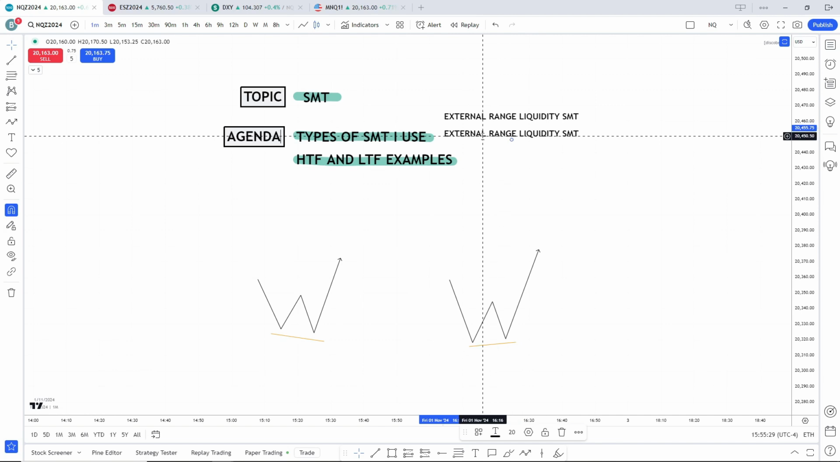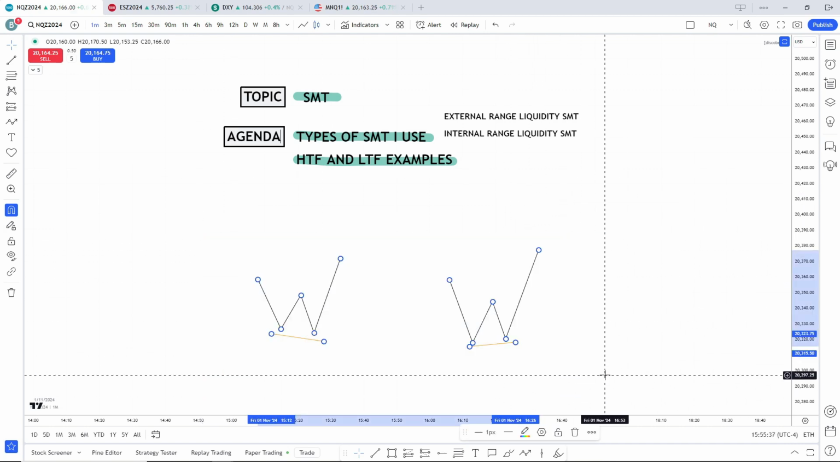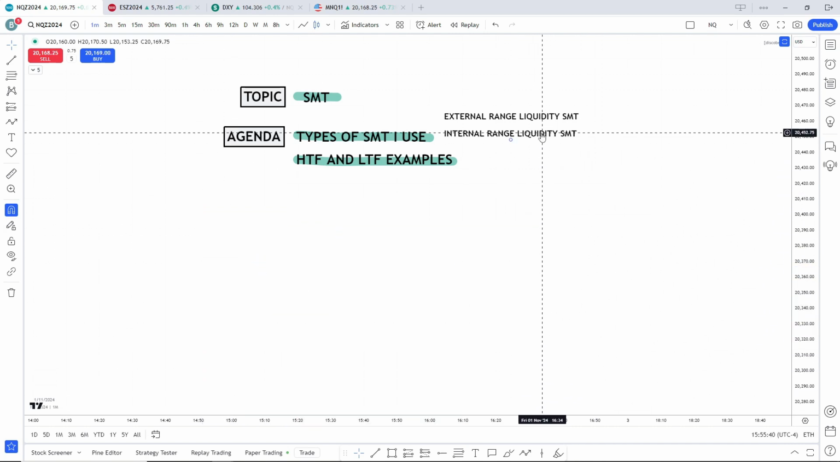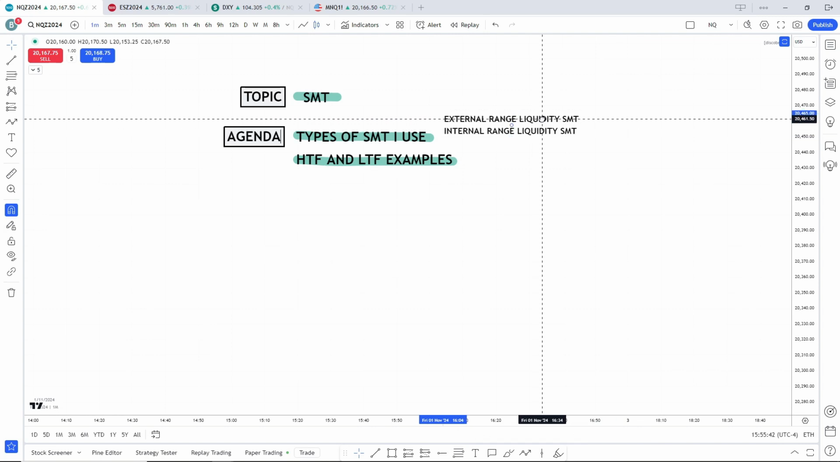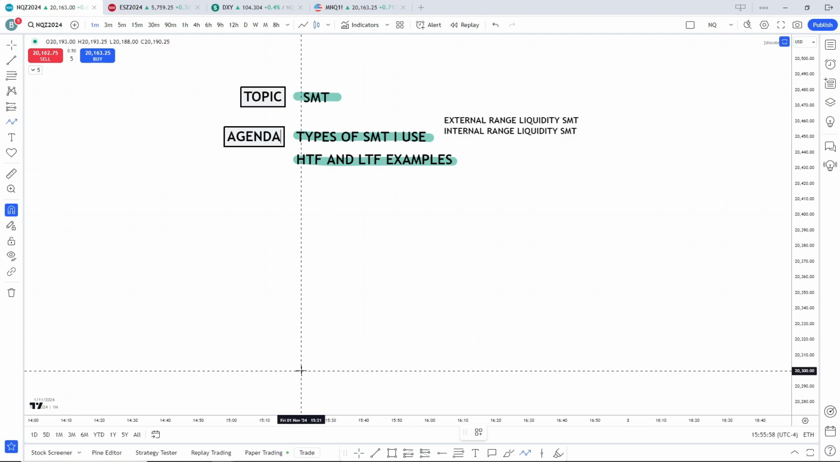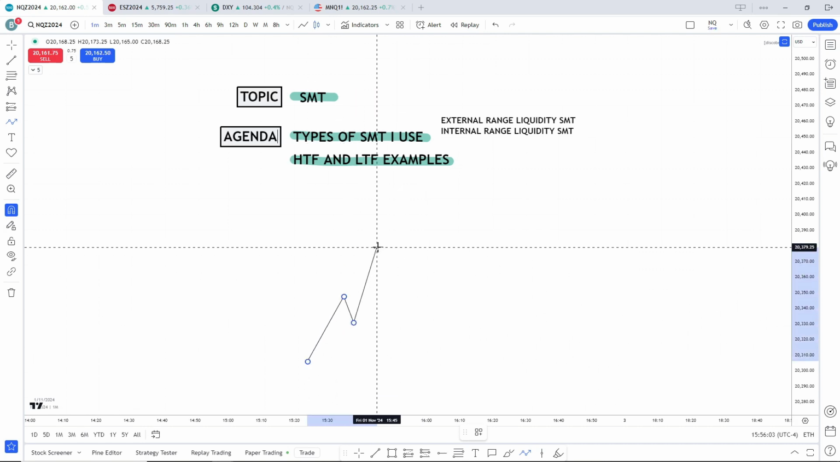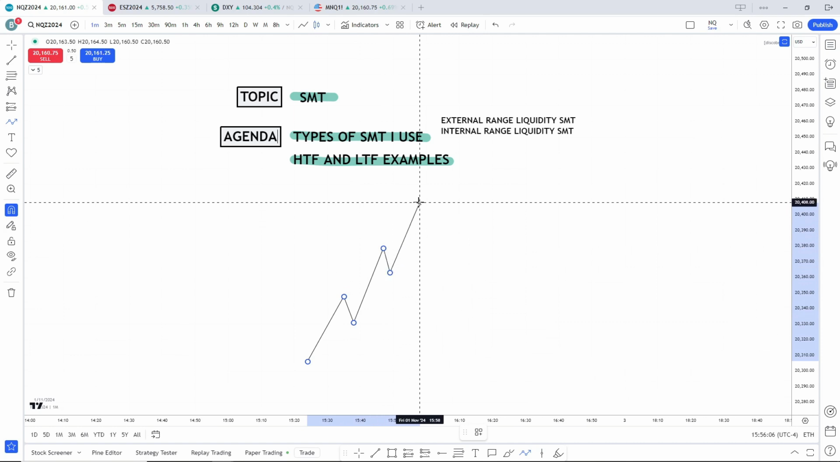The second type of SMT that I will use is internal range liquidity SMT. Now, in order to understand what internal range liquidity SMT is, we must understand what internal range liquidity is, right? Internal range liquidity is essentially going to be inefficiencies in the marketplace, okay? Now, let's draw out a schematic of a buy impulse, or a buy trend, okay? We are going to have just a series of higher highs and higher lows, okay?